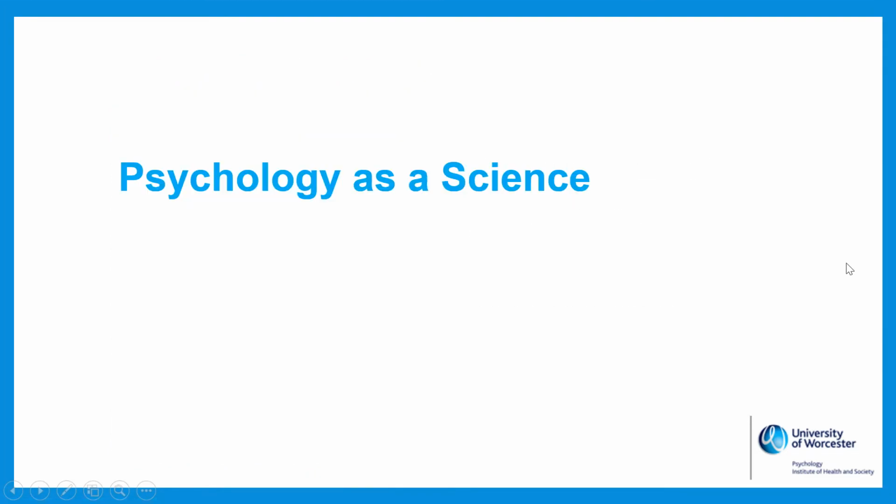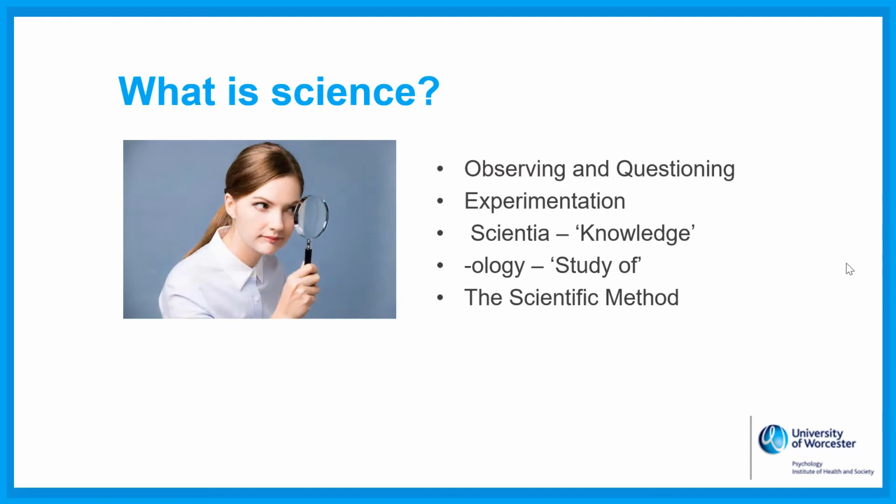Okay, so we're now going to look at psychology as a science. And this will help feed into your second section looking at research methods as well. So what is a science? Science is about observing and questioning, experimentation. Scientia means knowledge, and then ology is the study of. So you're studying knowledge of something, and this is the scientific method.